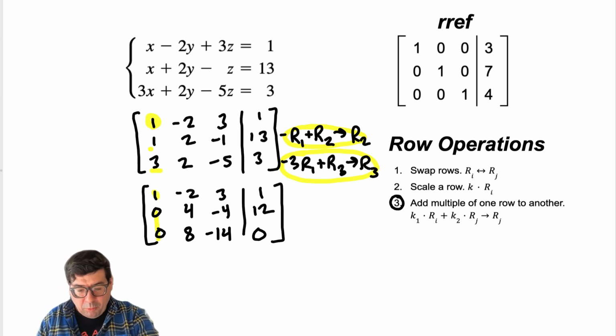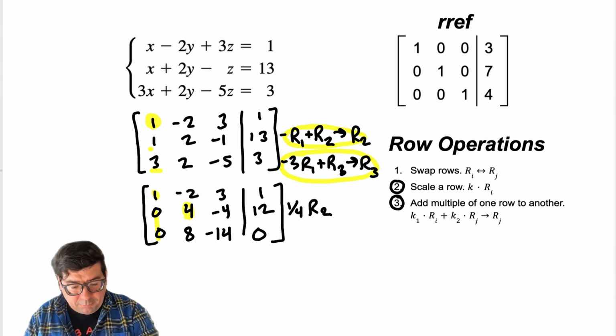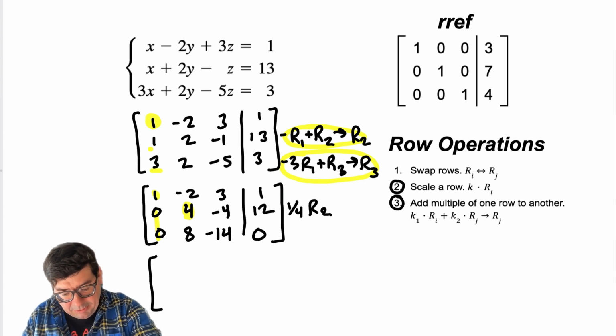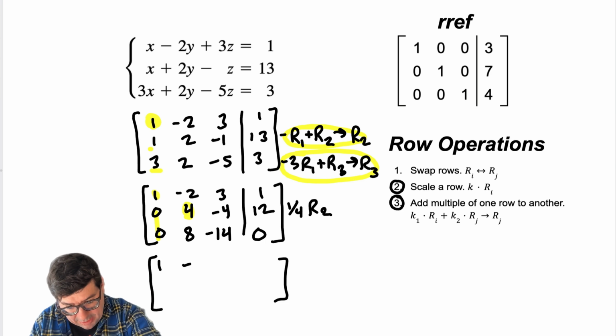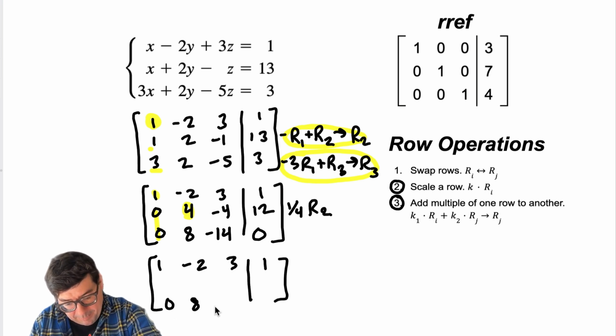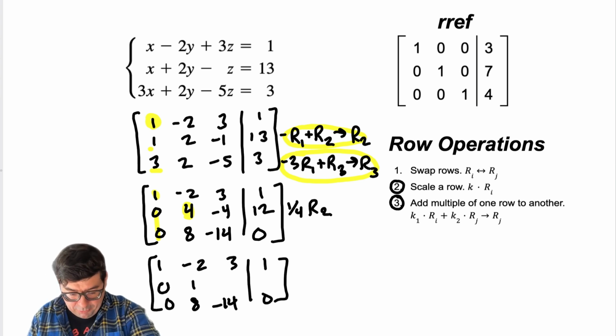Next thing we want to do is get the 1 in this spot. So let's do that next. I'm going to do 1/4 times that row, and that is scaling a row. So 1/4 times the second row. Okay, this is a really nice one because I'm not doing anything to the first or third row, so I'm just going to rewrite those things. 1, -2, 3, and 1, and then 0, 8, -14, 0. And then I just take 1/4 of every value in the second row.